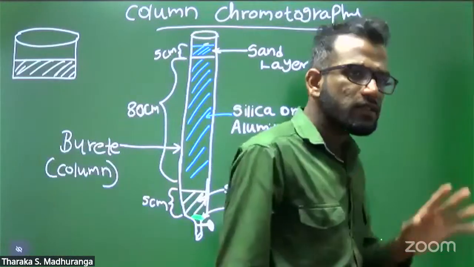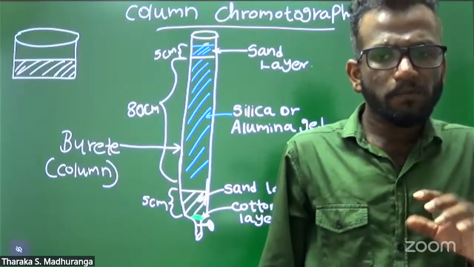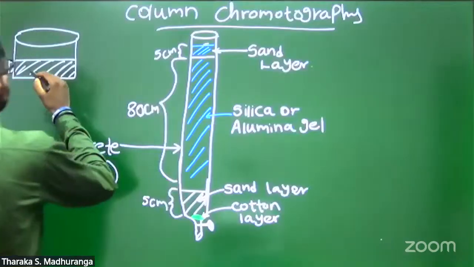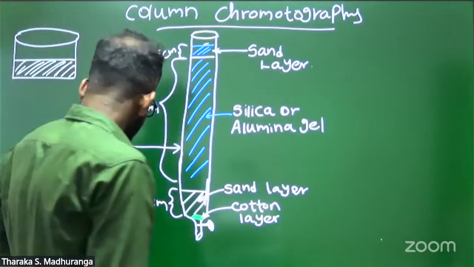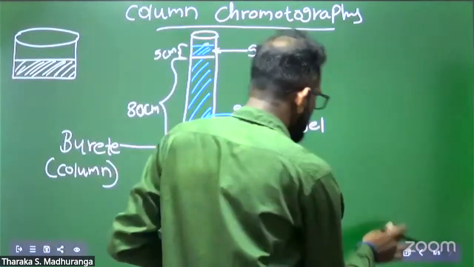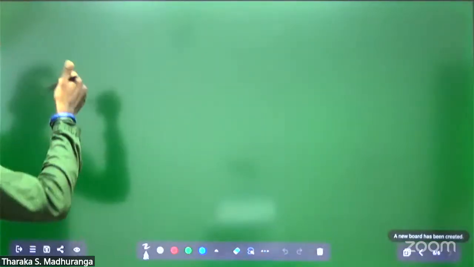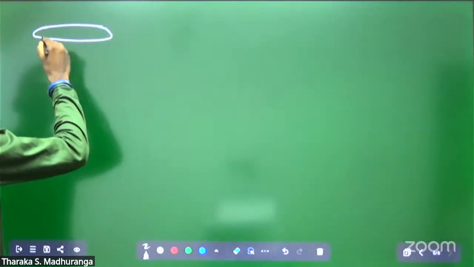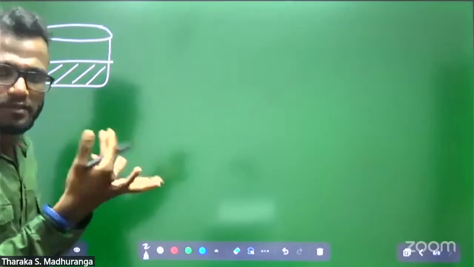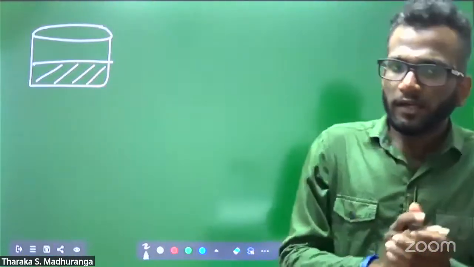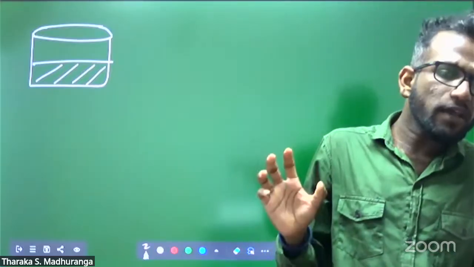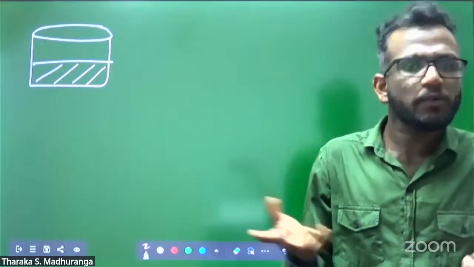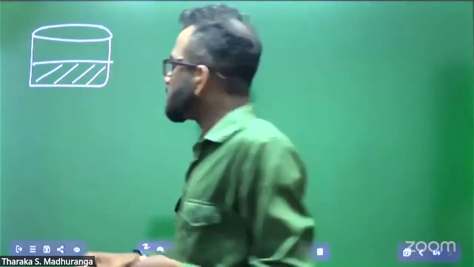Why can't we use thin layer chromatography or paper chromatography for a crude product like this? What do you think? Think of an example. This is a crude product, that means an extracted product. It contains a huge amount of impurities. Then if I do paper chromatography or column chromatography, what is the problem that comes?